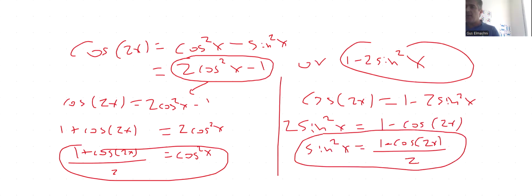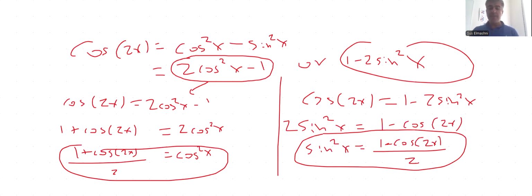And how do you get tangent squared? Just divide those two. All right, that's how you get tangent squared. So you do 1 minus cos 2x over 2 divided by 1 plus cos 2x over 2. You flip the 1 plus cos 2x over 2, and you get 1 minus cos 2x over 1 plus cos 2x, or tangent squared x. Okay, so that's how you do the power reducing identities.